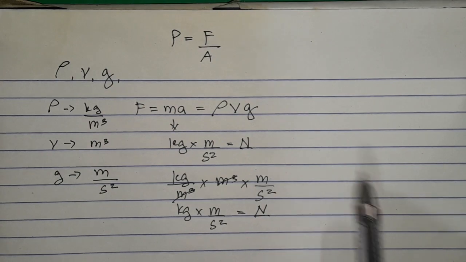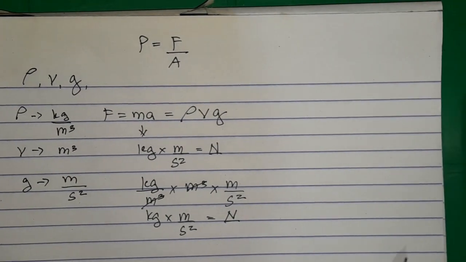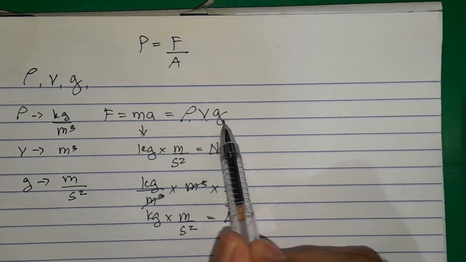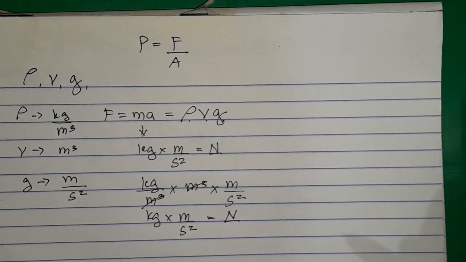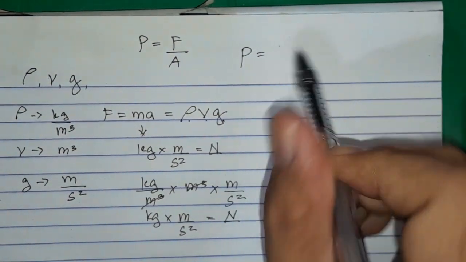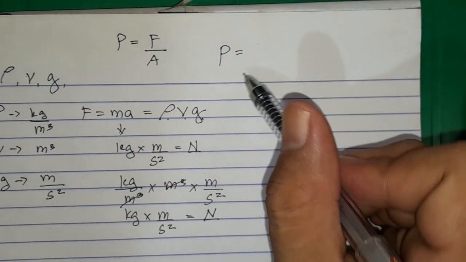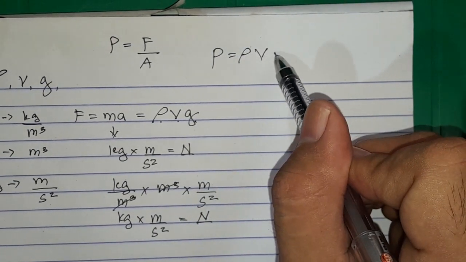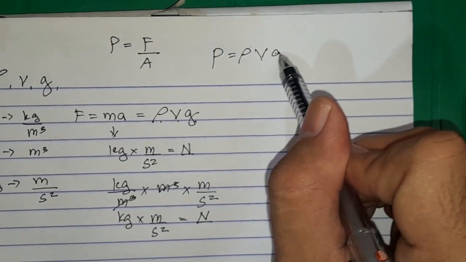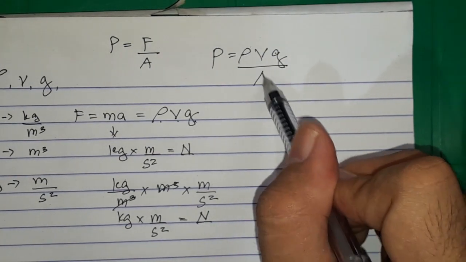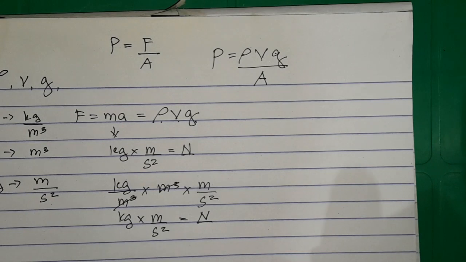All right, now let us integrate the density, the volume, and gravity into the equation of pressure. So pressure is equal to rho, volume times the gravity, divided by area.